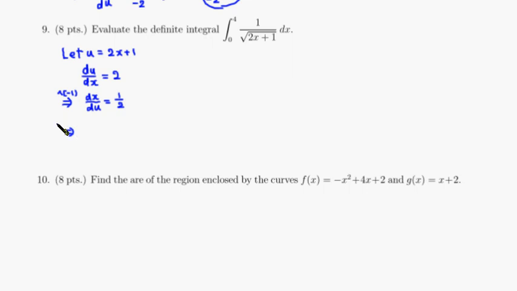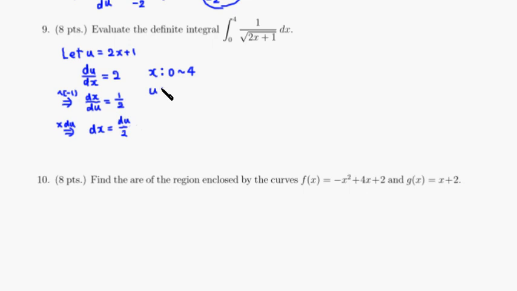And multiply both sides by du so that we have dx equal to 1/2 du. Or maybe I should write it as du over 2. Then since this is a definite integral, we have to convert the lower limit and the upper limit. So x goes from 0 to 4.